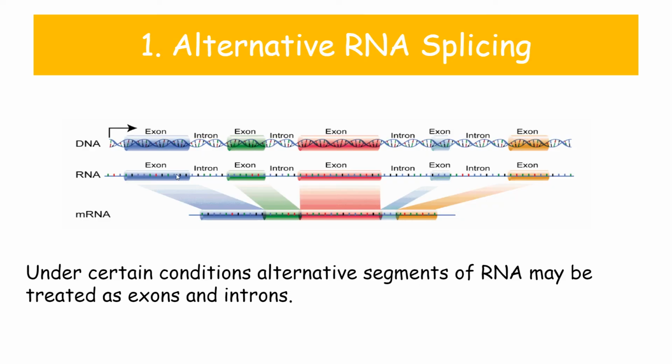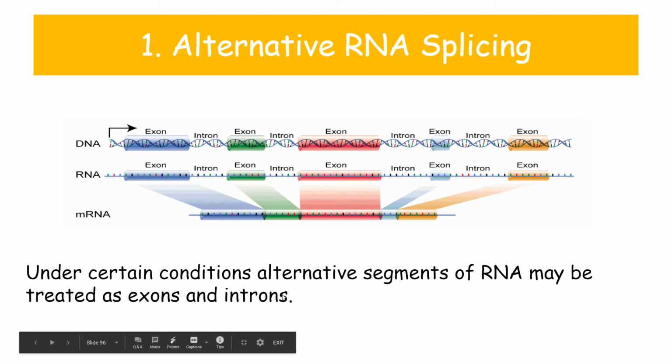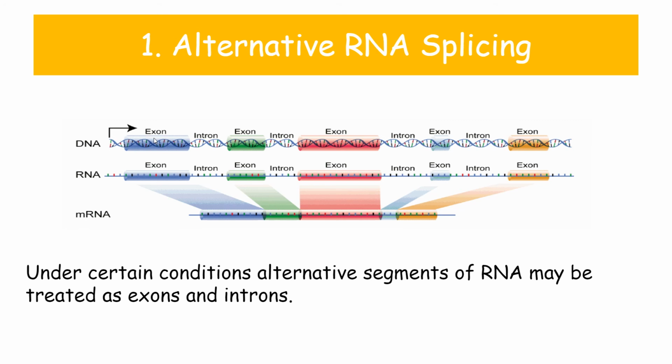Here we go. So under certain conditions, alternative segments of RNA may be treated as exons and introns. So sometimes, depending on the conditions, an intron might be an exon in certain circumstances. So different regions of the gene can be coding at different times.